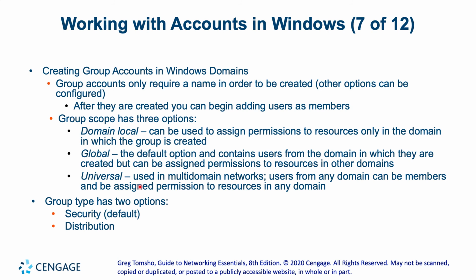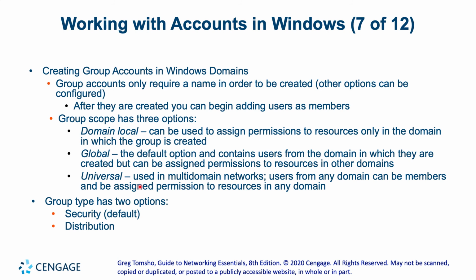And then we also have different group types. So we have group scopes, which would be the domain local, the global, and universal. And then we have group types. The group type is security and distribution. Security can be used to assign permissions in the file system. Distribution is used for email. I can't assign resources to a distribution group. It's only used for email.